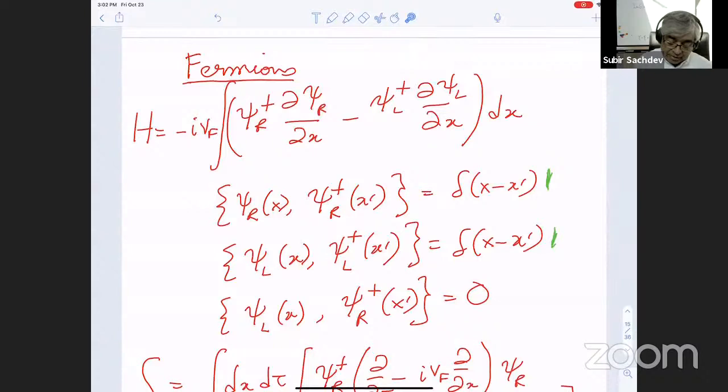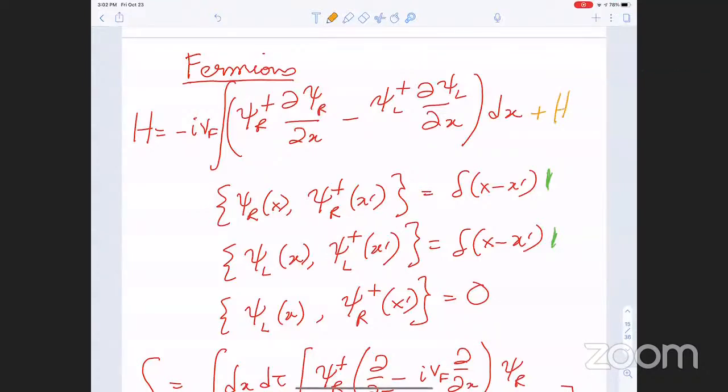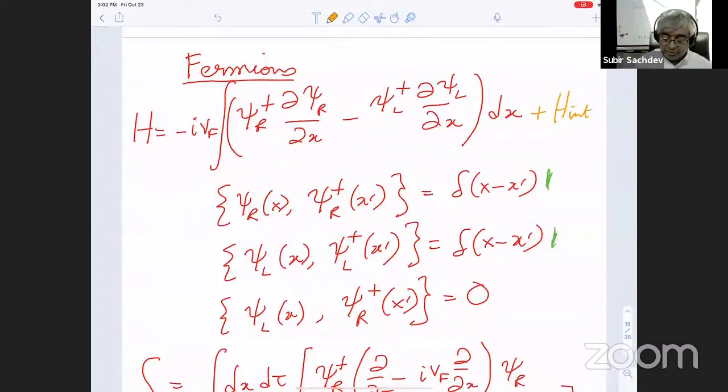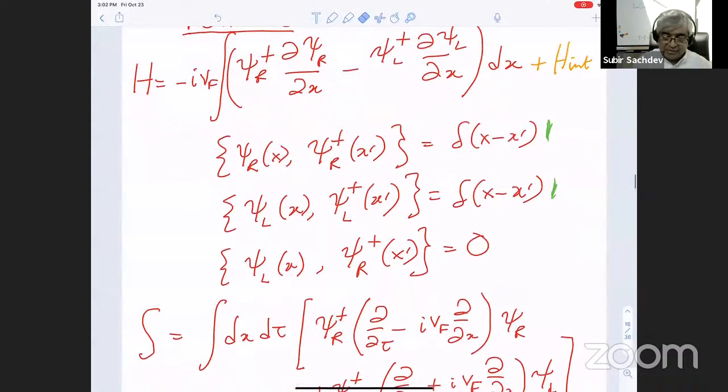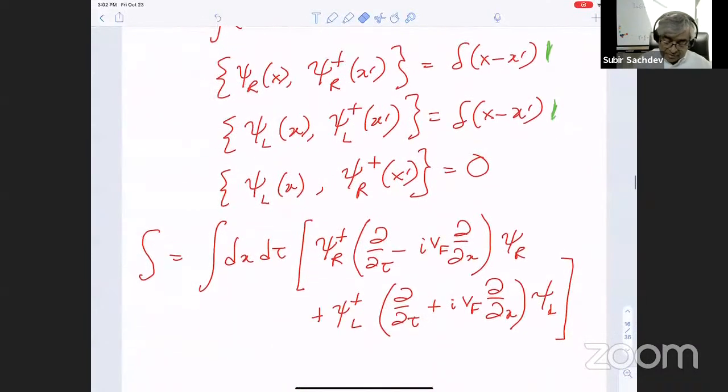Later on, we also added some interactions. So there's also an H int, and this could take generic forms, and we're going to explore that a bit more today. And these are fermion fields that obey the standard anti-commutation relations, and here's the action.